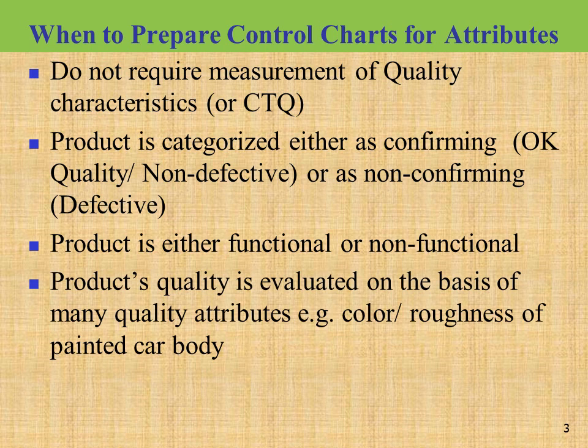In many situations, a product's quality is evaluated on the basis of many quality attributes. For example, in case of a finished car body, the color of the body and its roughness, and many other attributes will define whether the car body is of okay quality or it is a defective car body. So, for such situations, we use control charts for attributes.